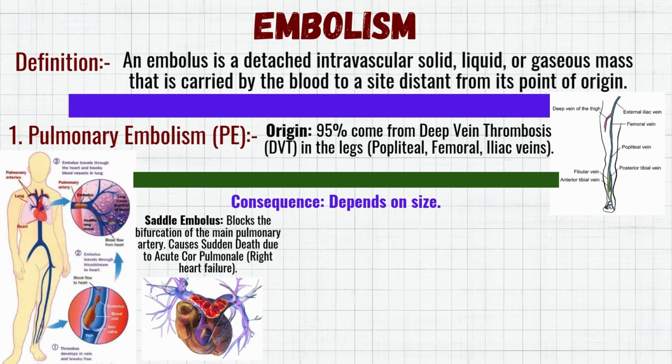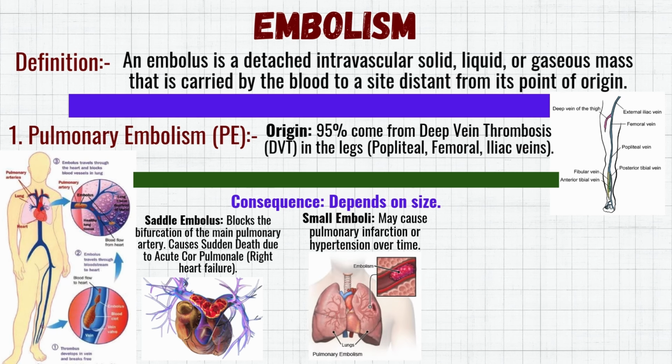It could be a saddle embolus. It blocks the bifurcation of the main pulmonary artery. It causes sudden death due to acute cor pulmonale or right heart failure. Or pulmonary embolism could result in small emboli. They may cause pulmonary infarction or hypertension over time.